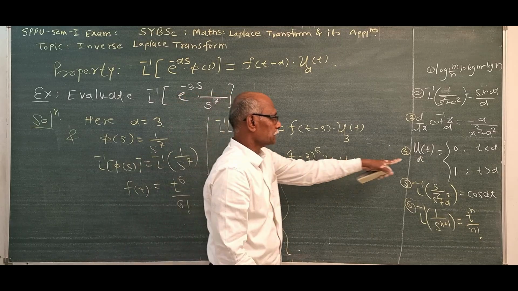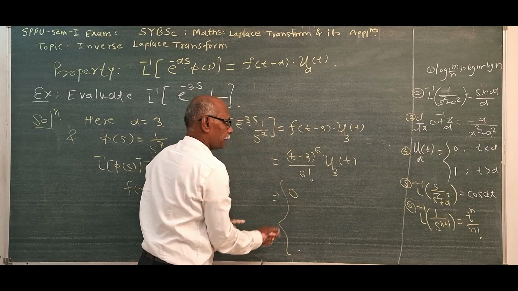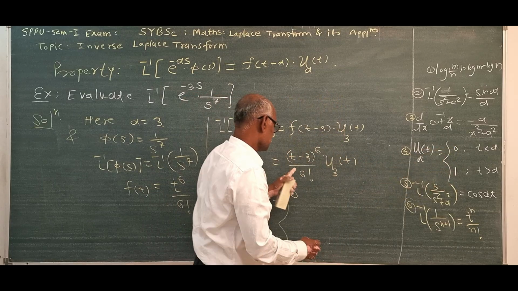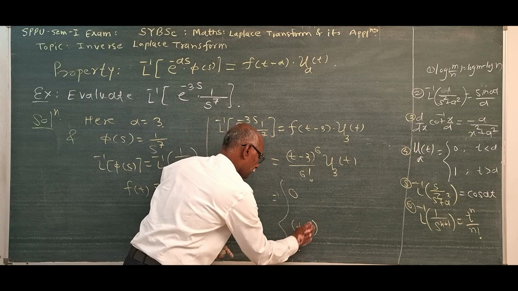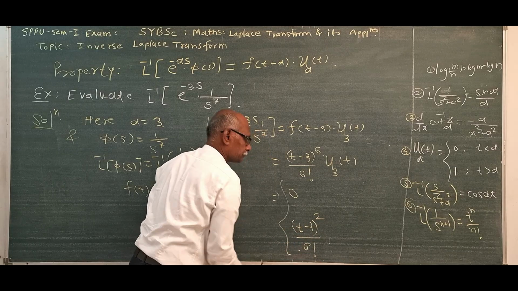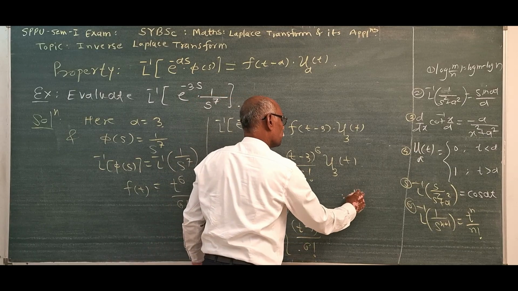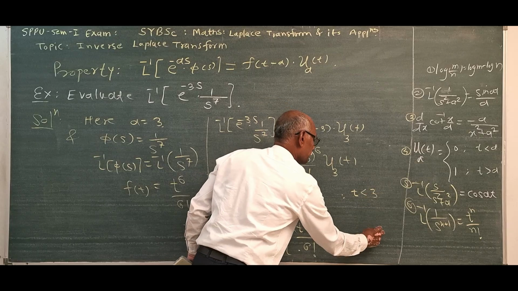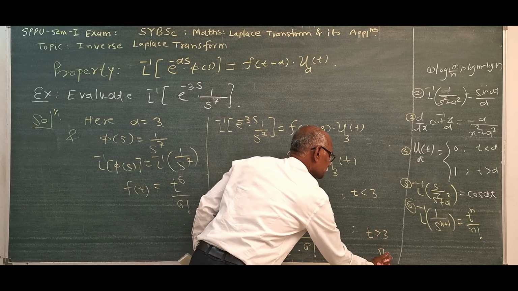If it is multiplied by 0, it comes 0. If it is multiplied by 1, it comes as it is, t minus 3 raised to 6 divided by 6 factorial. And here you have to put conditions: t is less than 3 and t is greater than 3. Finish. So this is the story.